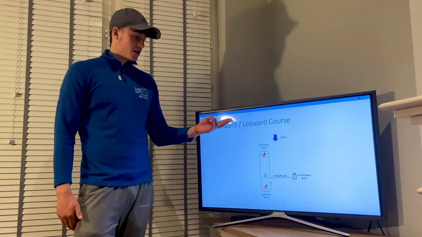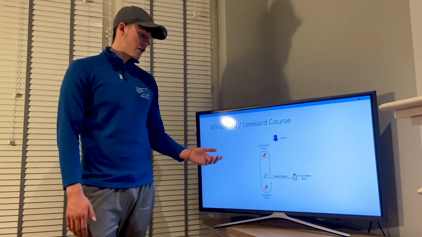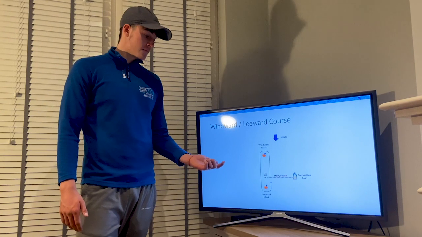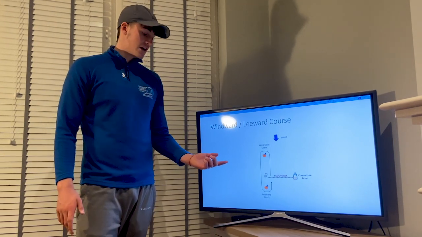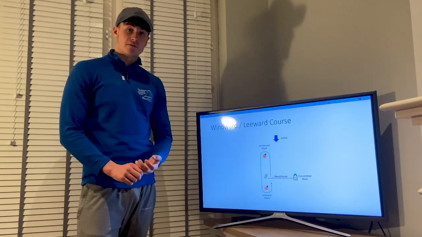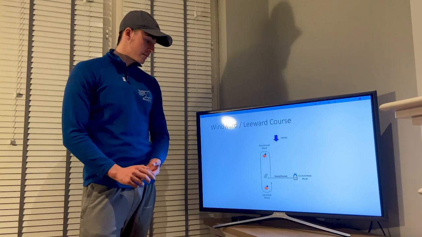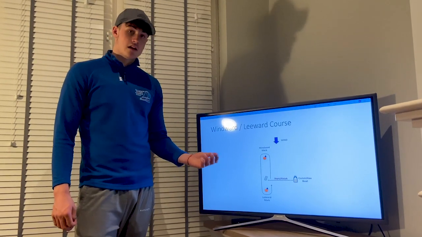We have the wind coming from the top of our screen, and a windward-leeward course is made up of three main elements. So you'll have a start line, which is made up of a committee boat, where you'll find all of your race committee, and you'll also hear your horns from here. Your horns and flags will go up and down this boat as well. The other end of the start line, we'll have a mark. This mark's called a pin, so it's the pin end of the start line. So that's your start line.